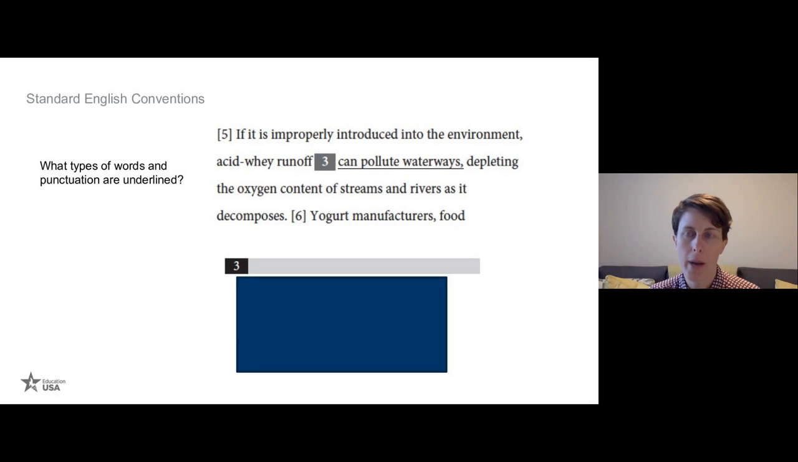Moving forward, for standard English conventions, I'm just going to go through these really quickly so we can get to more examples. So standard English conventions are any kind of grammatical errors. And so whenever you see something underlined like this, again, you're looking at what's underlined. There's a comma, so it might be punctuation. There's a verb, so maybe it's something to do with, is it the right tense?